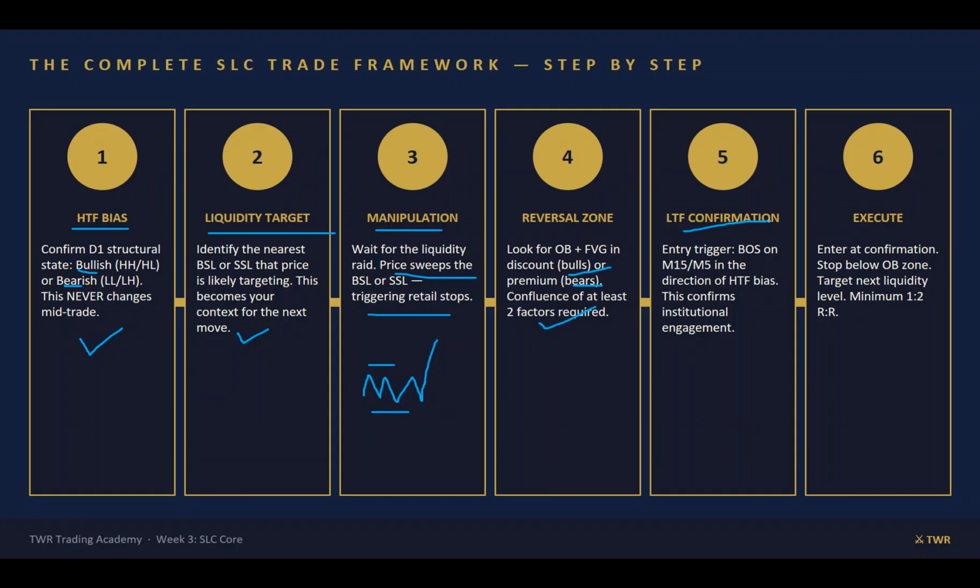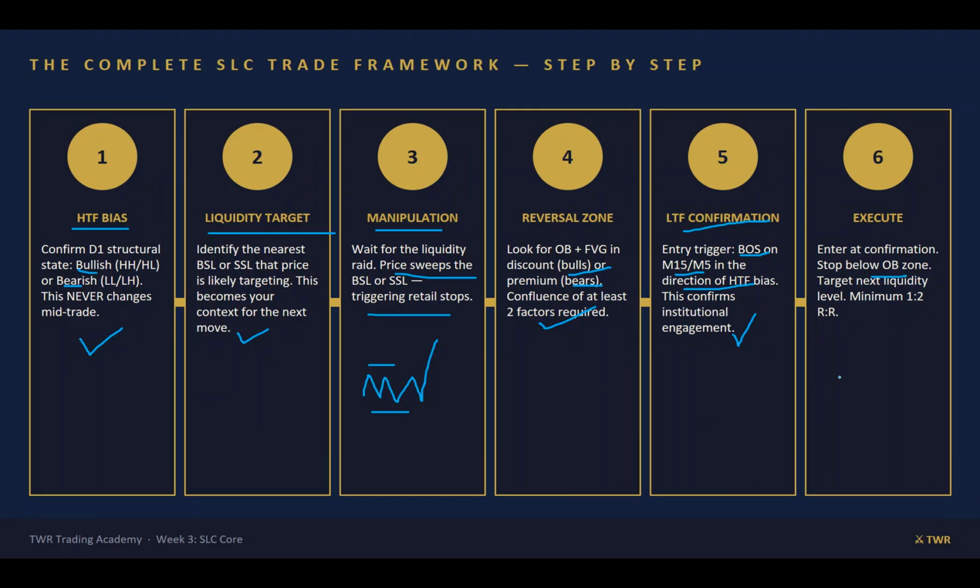Then wait for a lower time frame confirmation. Entry triggers: go for a lower time frame, either 5 minutes or 15 minutes, in the direction of the high time frame buyers. This confirms the institutional engagement. Enter on the confirmation, stop below the order block. Target the next liquidity zones.